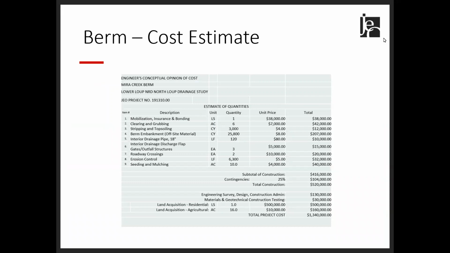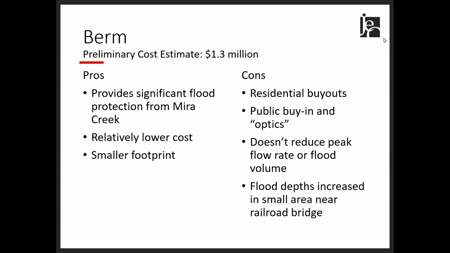Here's a detailed cost estimate for the berm. The berm comes in at a total cost of over $1 million. This includes construction, engineering, and land acquisition. There is a relatively low construction cost due to the smaller footprint of this. However, the majority of the cost comes from land acquisition, which is residential and agricultural.